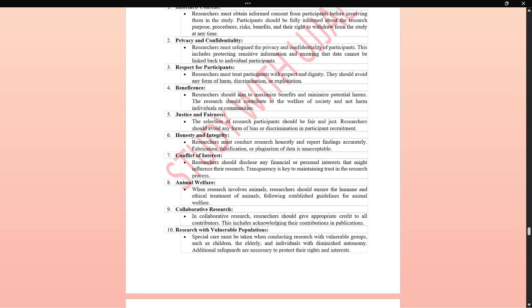And beneficence: the researcher should aim to maximize benefit and minimize potential harm. The researcher always has to keep in mind that the participants should not be harmed, directly or indirectly. Justice and fairness: whatever data presentation, you should be fair. Honesty and integrity: you should be honest, and whatever data and information you have found, you should report accurately. You should not fabricate, falsify, or plagiarize. So these questions are very important.